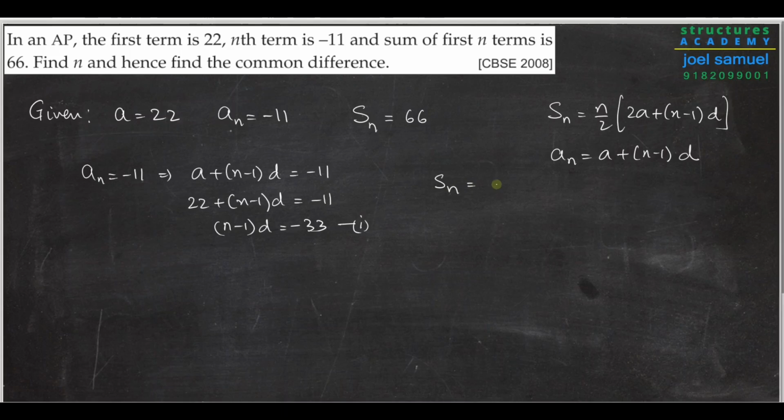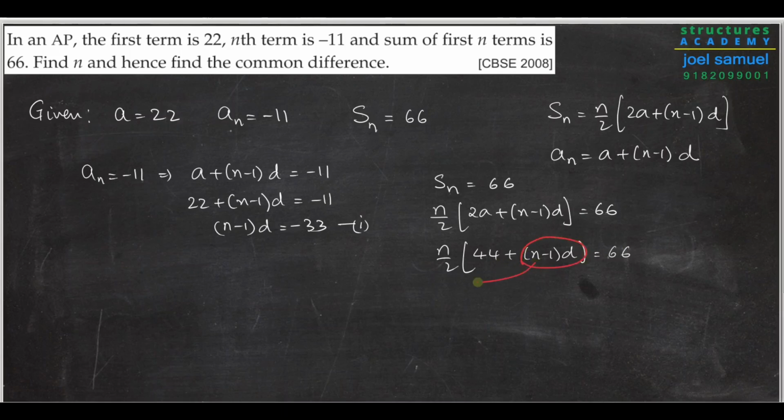Then I know Sn is equal to 66, which is basically n by 2 times (2a plus (n minus 1) into d) is equal to 66. So n by 2, and I know a is 22, twice 22 is 44, plus (n minus 1) into d is equal to 66. Now if I replace the (n minus 1) into d here by minus 33, then I would only be left with an unknown, which is n.